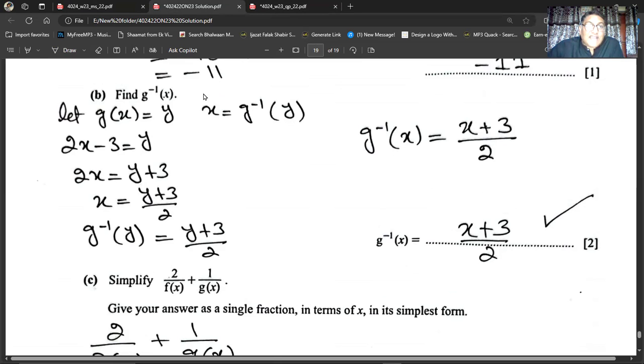In the place of x, I can write, you can see here, g inverse of y. So g inverse of y is equal to y plus 3 by 2. Then on both sides, I will change the variable. In the place of y, I will write x. So g inverse of x will be equal to x plus 3 divided by 2. This is how this is done.